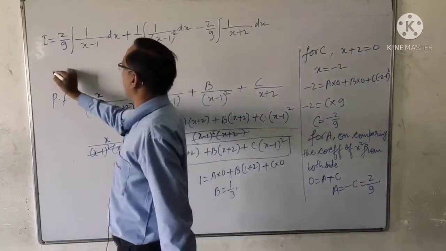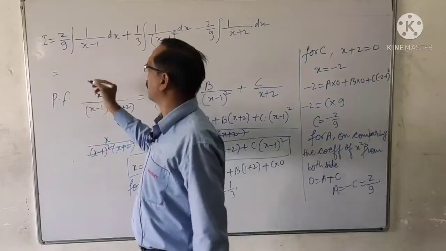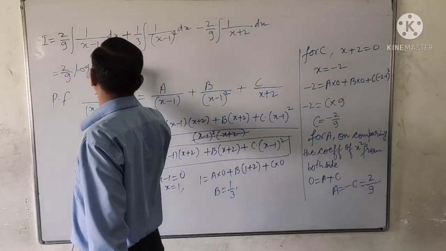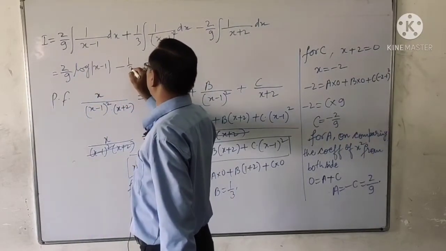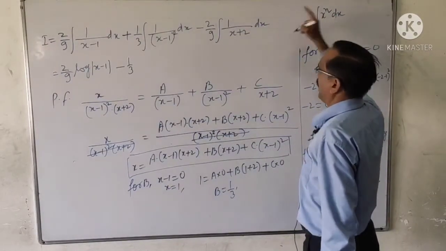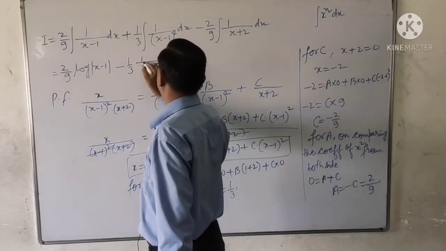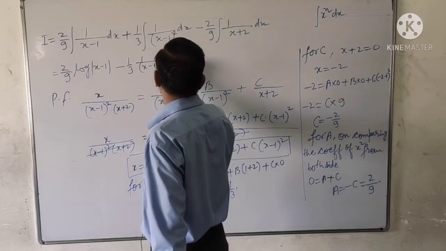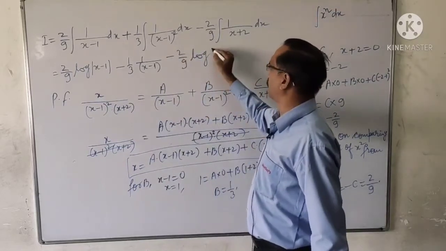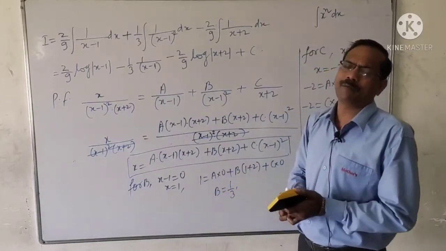Now integrate. It is of the form 1 upon x. Integration of 1 upon x is log x. So it is 2 by 9 log mod (x minus 1). Then it is minus 1 upon 3. It is of the form integration x power n. Here n equal to minus 2. So it is minus 1 upon (x minus 1). Then minus 2 by 9, its integration is log (x plus 2) plus C. So this is the integration of the given question.